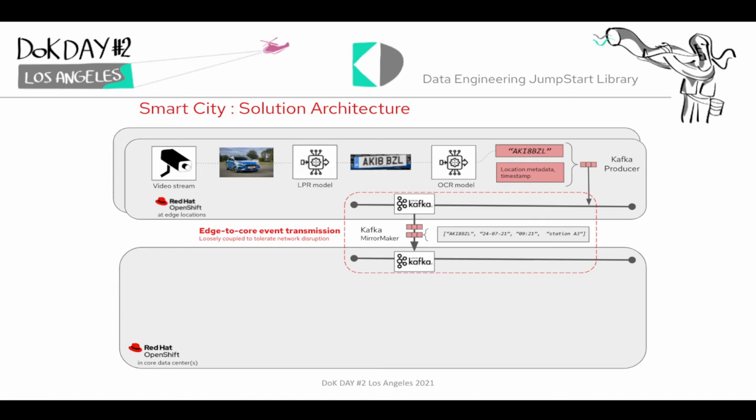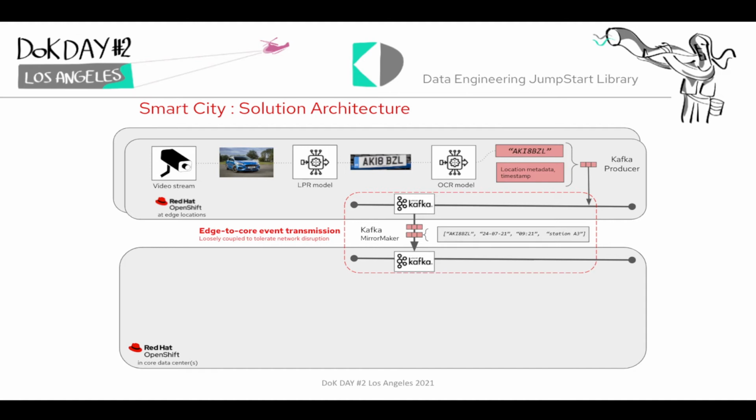Once we have got the string of the license plate from the image itself, we have to move the data from multiple edge locations onto the core locations. So we are using a Kafka producer, which is deployed on the edge location, and this Kafka producer puts data onto the local Kafka topic running locally on Kubernetes, OpenShift.